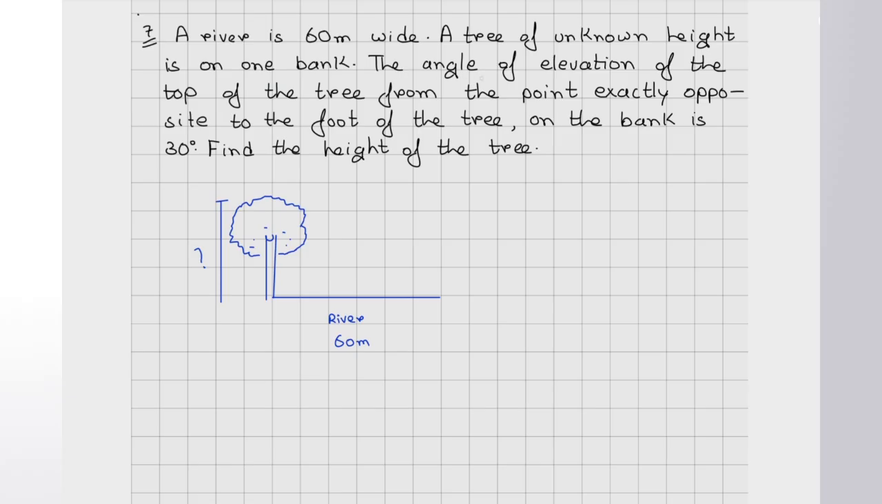On one bank, the angle of elevation of the top of the tree from the point exactly opposite to the foot, so from here again we draw a right angle triangle, is 30 degrees. Okay, this is 30 degrees. Find the height of the tree. We've got to find the height of the tree.